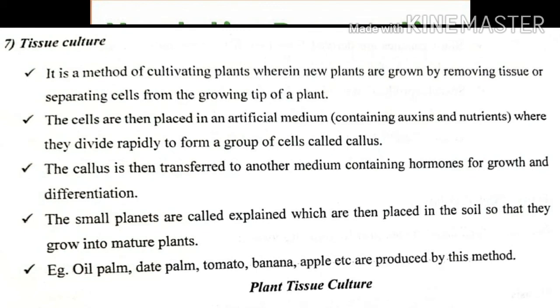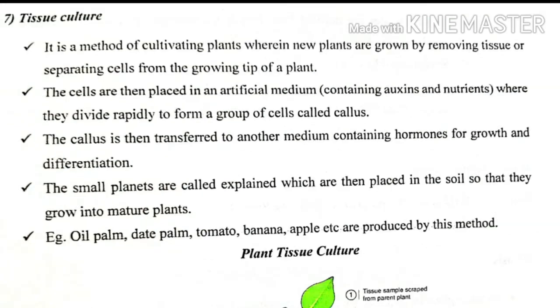Okay, the callus will then be transferred to another medium containing plant hormones for growth and differentiation, as a result of which small plants are produced, which are known as explants, and that are then placed in the soil so that they can grow into mature plants. Okay, so many plants are being propagated through tissue culture.